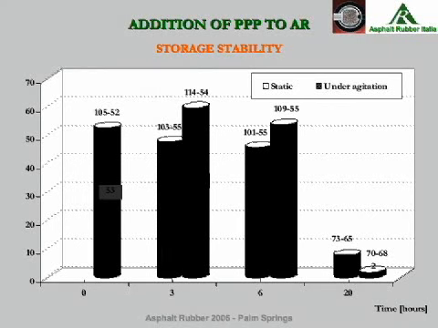Another thing that was important was to study the storage stability. We decided to consider two methods, static and under agitation. And this was a very good result because one of the aspects that we know, perhaps the lack of asphalt rubber, is that it has a very low storage stability. But with the addition of 1% of polyphosphoric acid, we managed to have better storage stability.